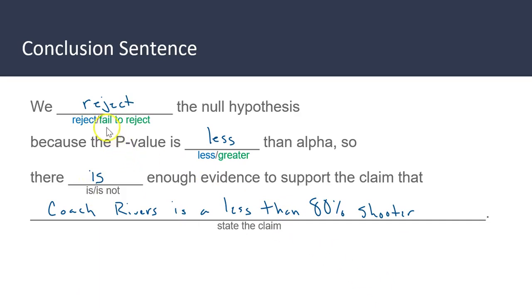All right, I put these colors up here because if you're writing the word reject, then p has to be less than. If we're writing fail to reject, p has to be greater than. So the blue matches and the green matches. Okay, and then here, is or is not depends on where the claim is. Sometimes the claim is in the null hypothesis and sometimes the claim is in the alternative hypothesis. It just depends on how the question is written.